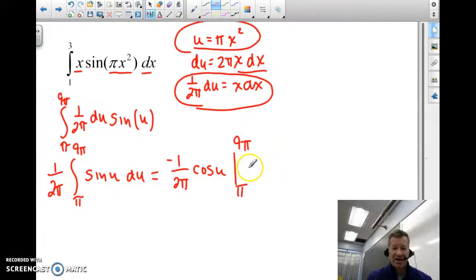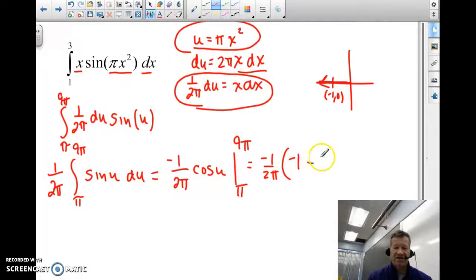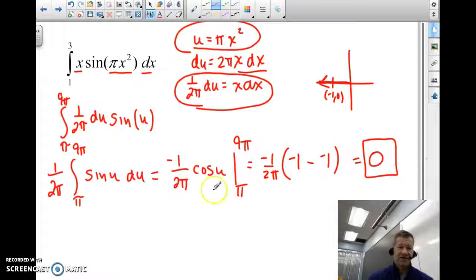Now, pi and 9 pi terminate in exactly the same place. They terminate on the negative x-axis, where cosine would be -1 because it crosses the unit circle at (-1, 0). So we've got negative 1 over 2 pi times the cosine of 9 pi, which is -1, minus the cosine of pi, which is -1. So that's just going to give me 0. So that integral has a value of 0.